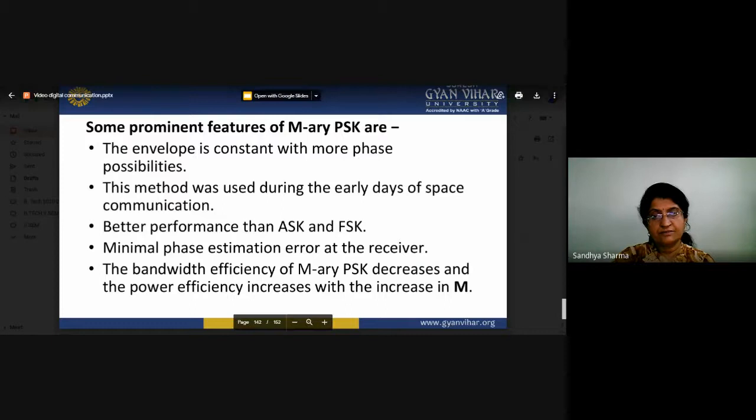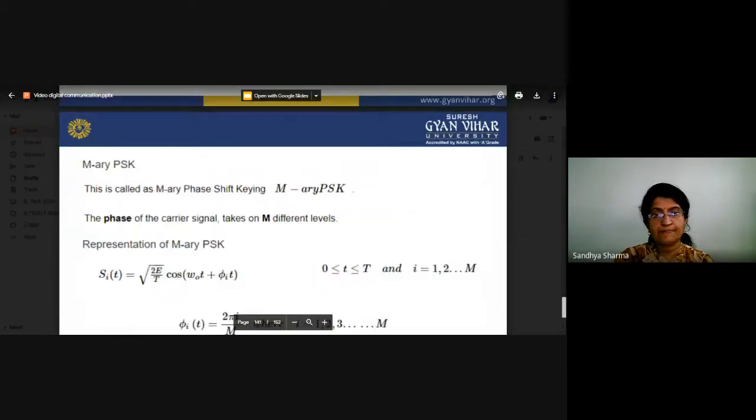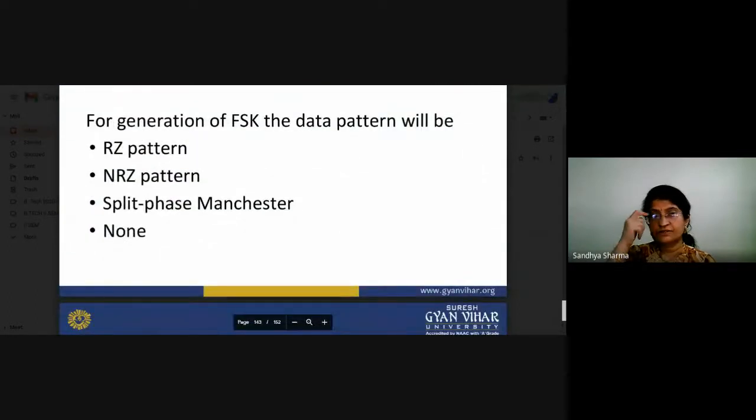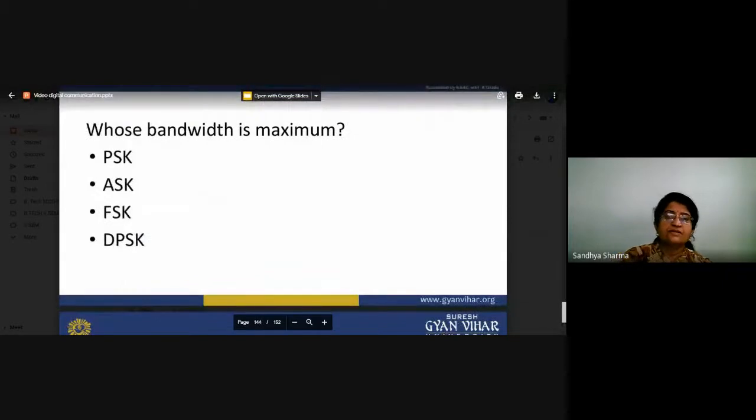So now we will switch a little bit to objective questions. For generation of FSK, what type of data pattern do you require? So that is a general introductory part. Whose bandwidth is maximum? You have to see what type of working process we have to follow. We can easily decide among ASK, PSK, and FSK. In these three types of digital modulation techniques, since we are working on FSK with two frequencies, the spectrum of both the frequencies is included, and due to this the bandwidth is maximum in FSK.